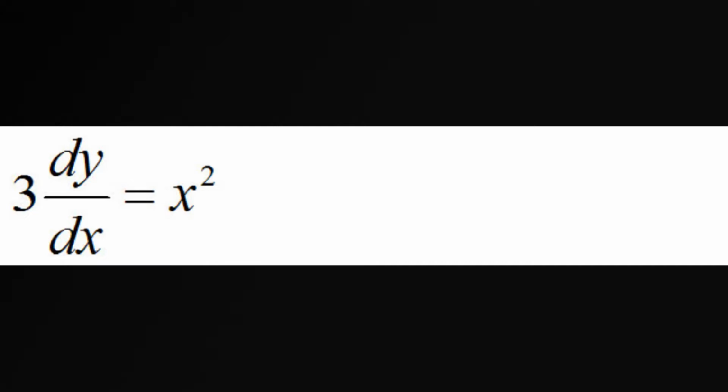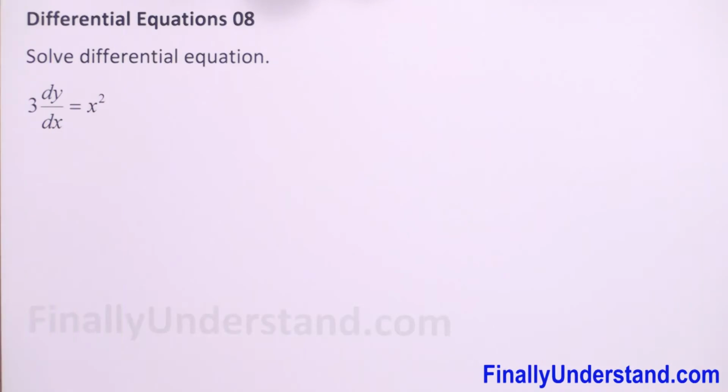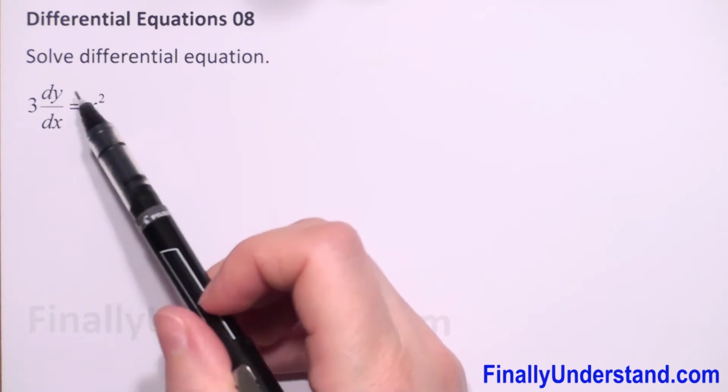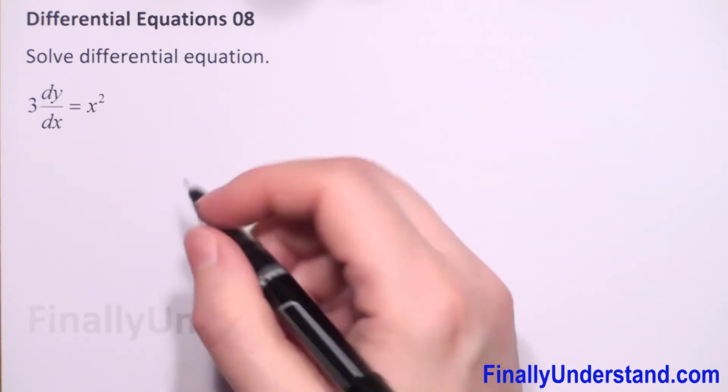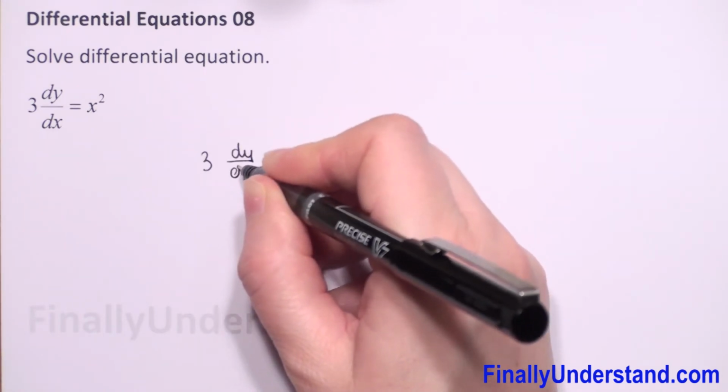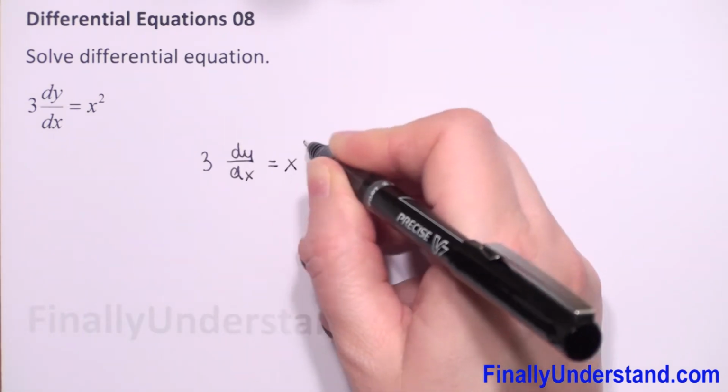We have a first order differential equation. Why first order? Because we have the first derivative of y with respect to x. So first, to solve this differential equation, let me copy our example. We have 3 times dy over dx is equal to x squared.